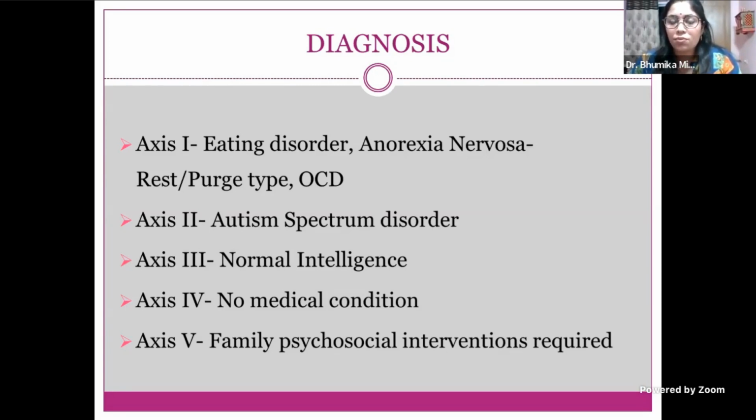Then there is the autism spectrum disorder with normal intelligence, no medical comorbidities, and family psychosocial interventions required, especially on the parenting and the style of family dynamics, because it is only a lone parent who is taking care of the child, the father being away from the family and not really very involved with the upbringing of the child. The mother has expressed too much attachment with the child, and this in some ways is acting like a perpetuating factor for the child's illness.